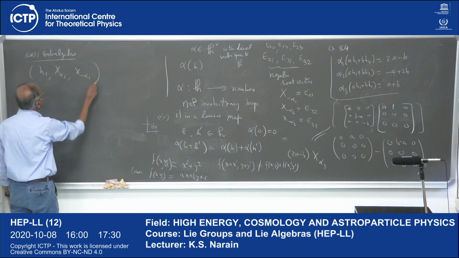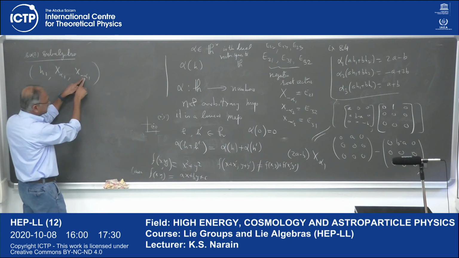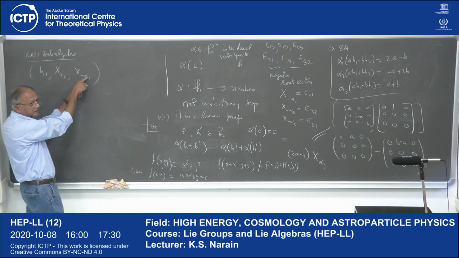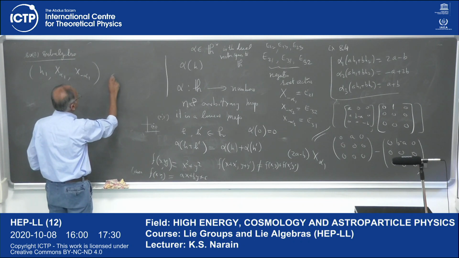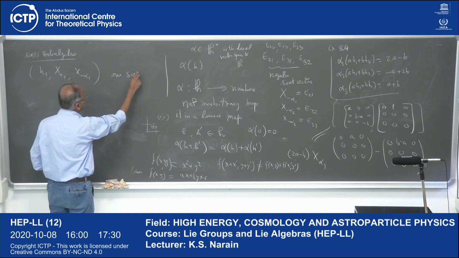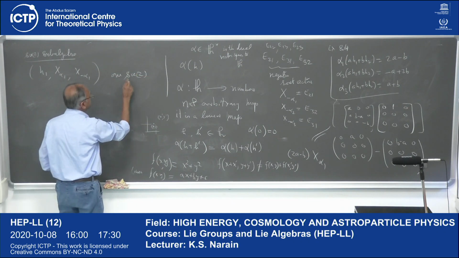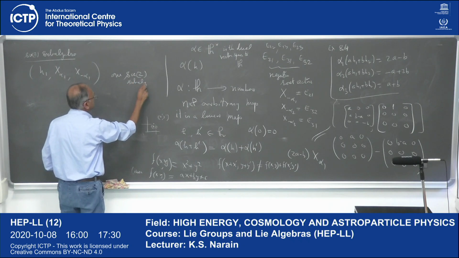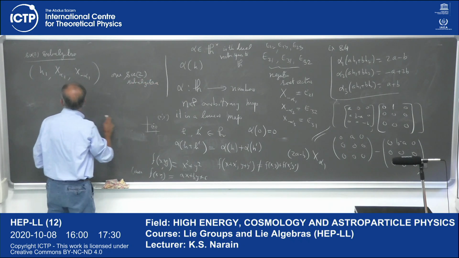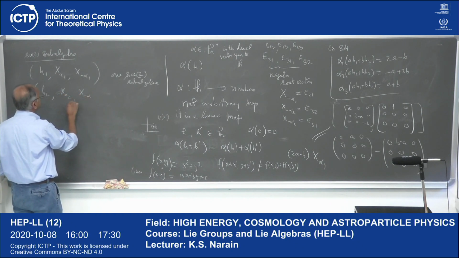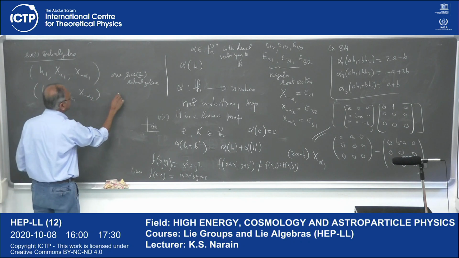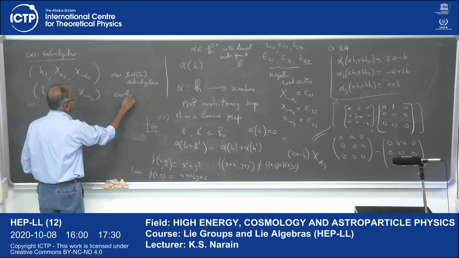So this forms an SU2 subalgebra, with X minus alpha, the negative root of alpha 1. So this is one SU2 subalgebra. We saw that yesterday. And another one you could write as H2, X alpha 2, X minus alpha 2. This is again another SU2 subalgebra.